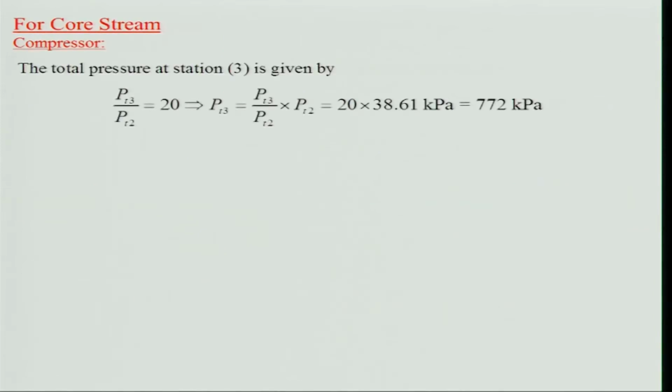So, the total pressure ratio across at station 3 is given by PT3 by PT2, which is 20, because we have taken this 10 into 2, that is the fan pressure ratio, therefore we have taken it as 20. Keep that in mind. So, PT3 will become 20 into 38.61, because we already determined what will be PT2. So, you can get that.